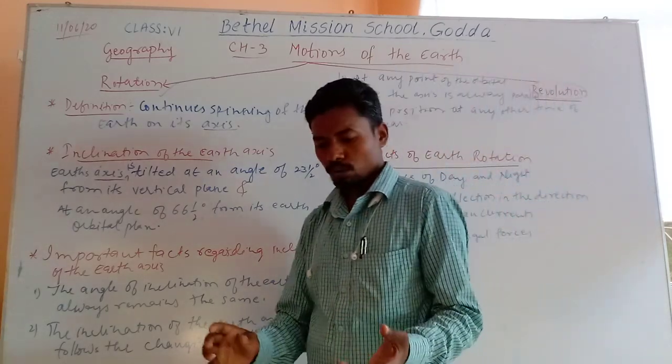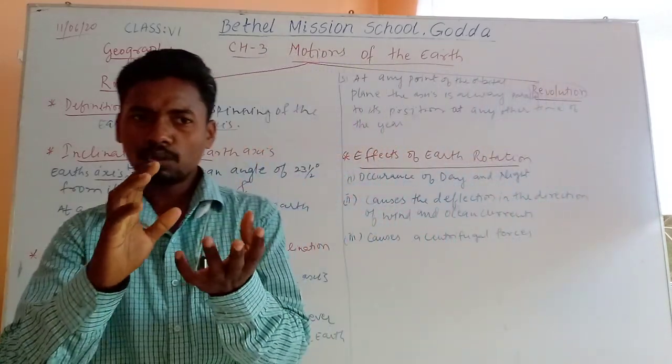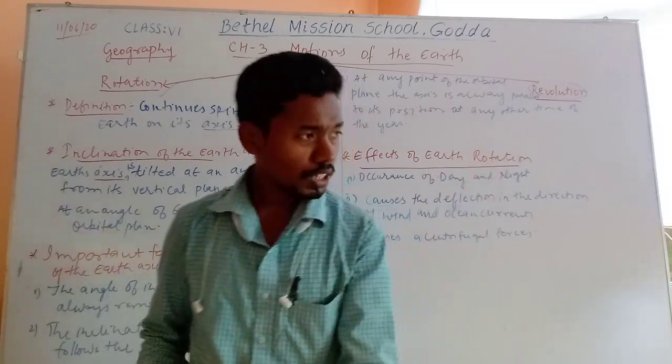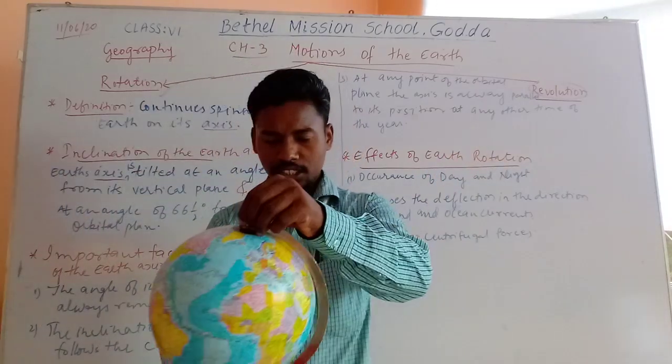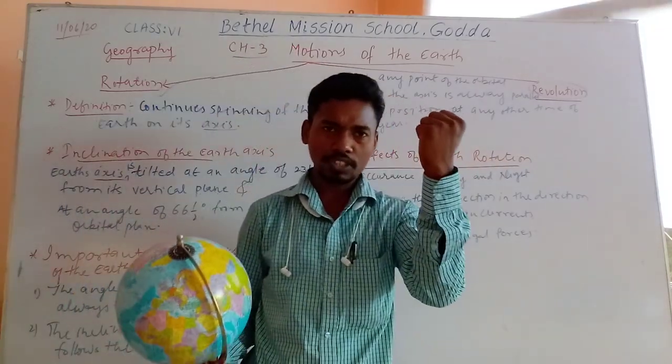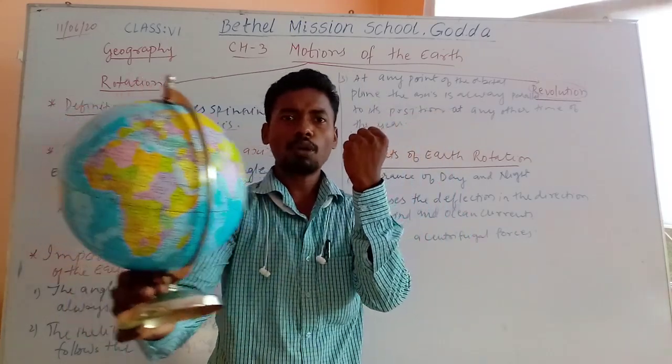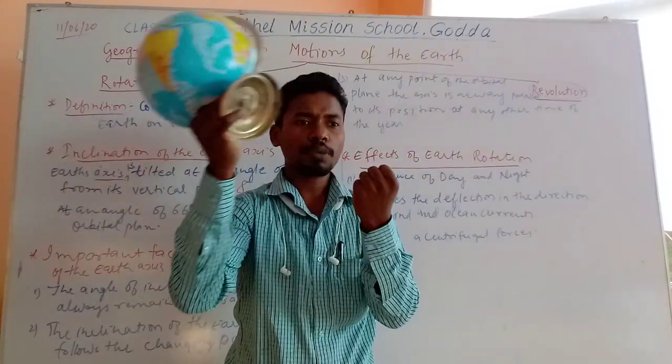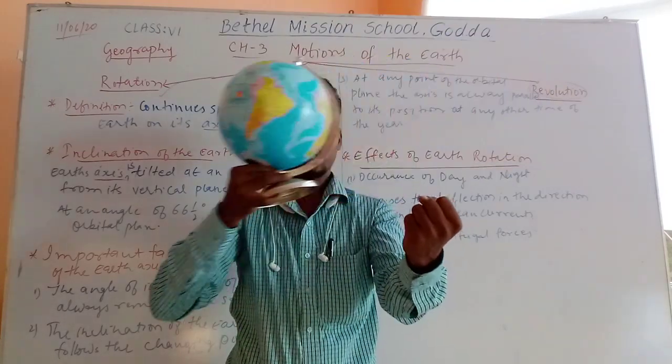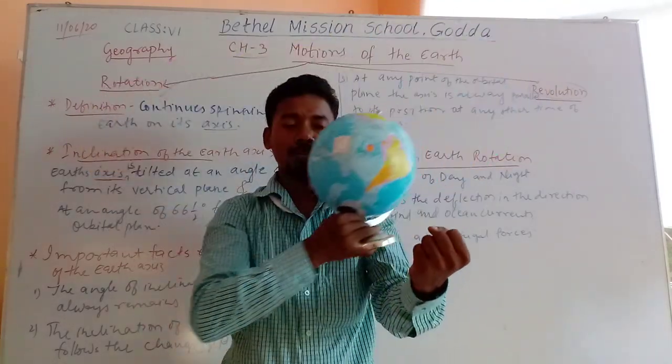That means the earth orbits around the sun. For instance, this is our earth, and let us consider this to be our sun. So this earth will be orbiting all around it.